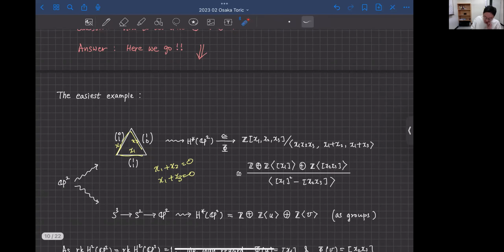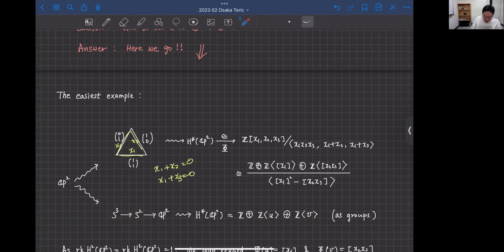On the other hand, we have this fibration structure. So the cohomology ring is generated by U and V. Remember that U comes from S2 and V comes from S3. Somehow it has a topological nature. So this is as a group, right?